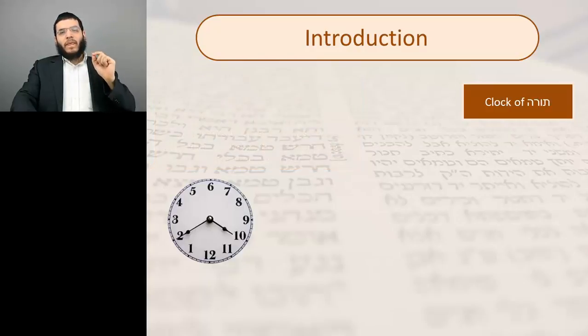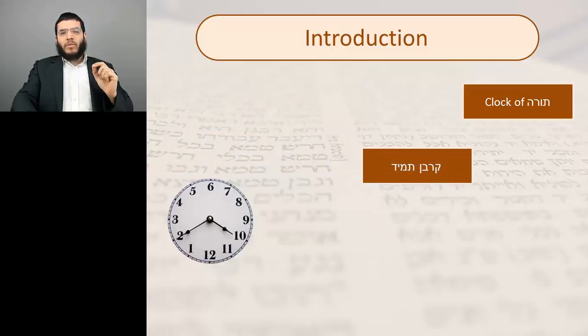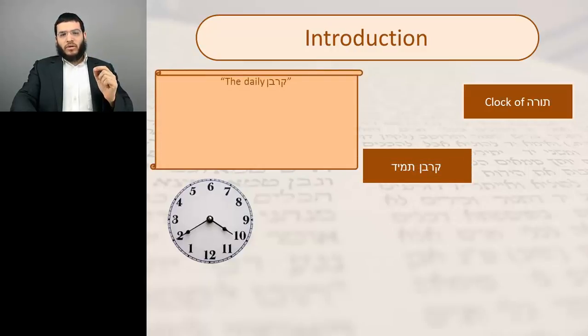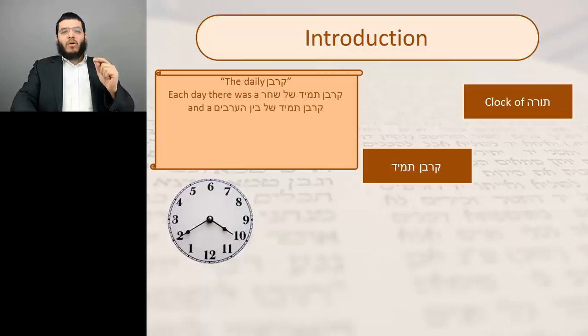The second point is about the korban tamid. The korban tamid is the daily korban. Each day there was a korban tamid shel shachar and a korban tamid shel bein arbaim in the Beis HaMikdash. Every day they would bring 2 korbanos. The korban tamid shel shachar was brought in the first part of the day, and the korban tamid shel bein arbaim was brought in the second part of the day. And we're going to focus here on the korban tamid shel bein arbaim because that's what's related to our Gemara.